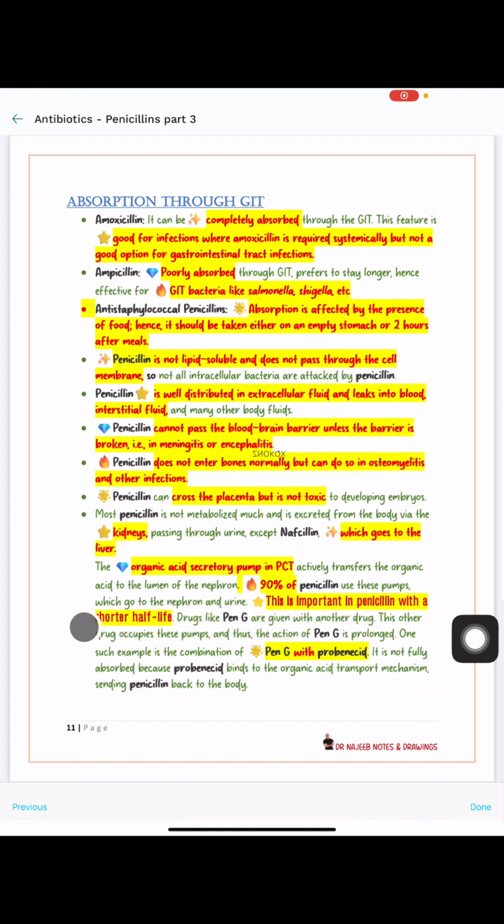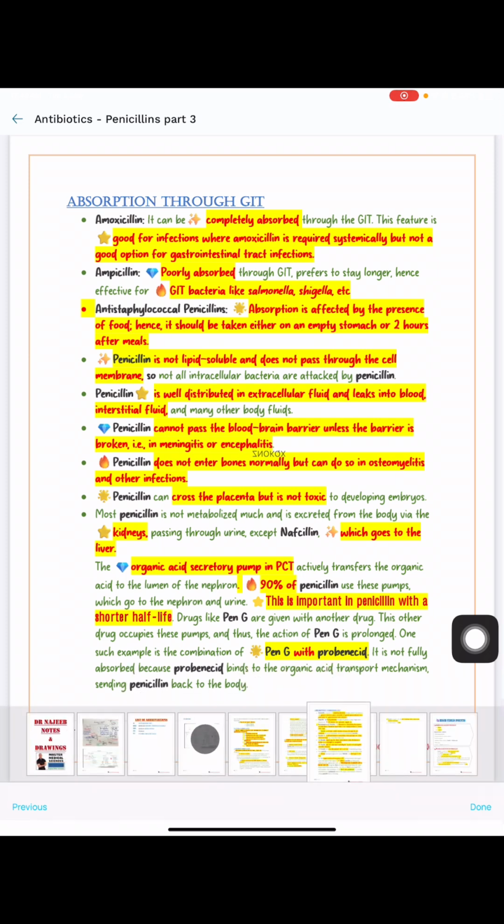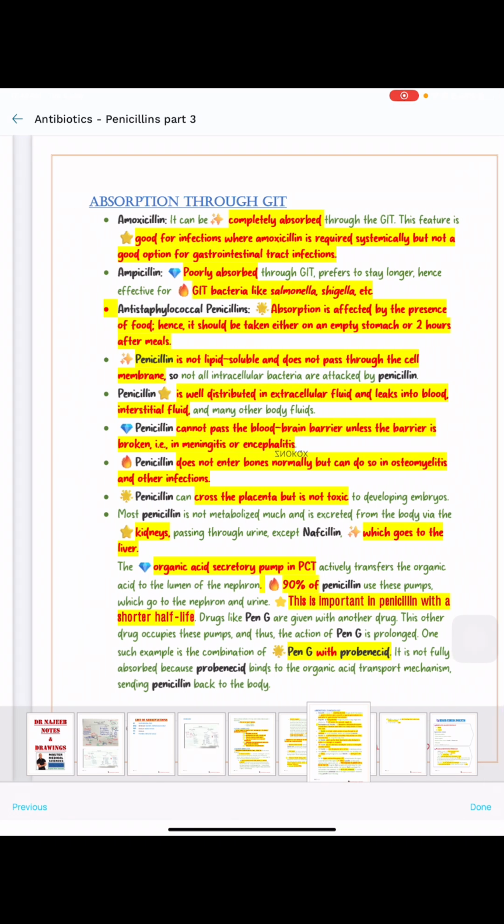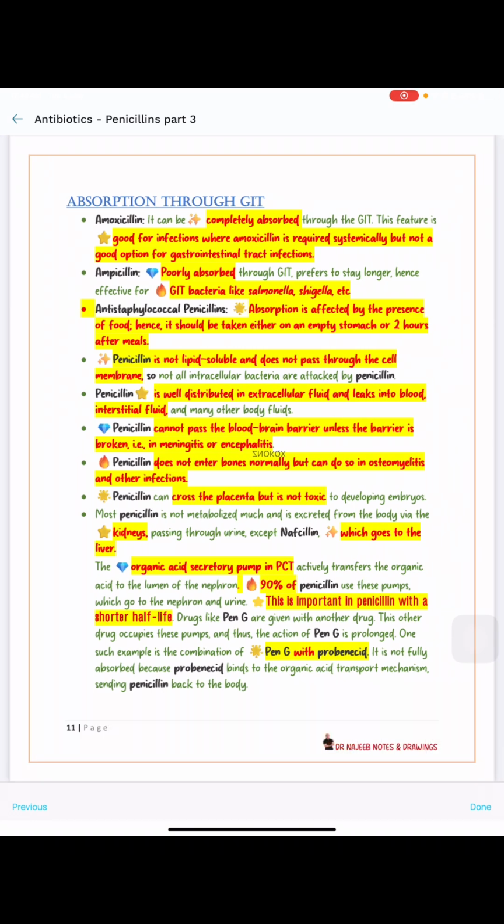This is important for penicillins with a shorter half-life. Why? Because drugs like penicillin G are given with another drug, and this other drug occupies these pumps. So our penicillin does not go into the nephron, rather it comes back to the peritubular capillaries, and thus the action of penicillin G is prolonged. One such example is the combination of penicillin G with probenecid. Probenecid binds to the organic acid transport mechanism, sending the penicillin back to the body, and it won't let the penicillin get into the nephron.